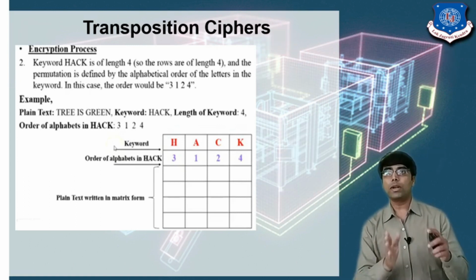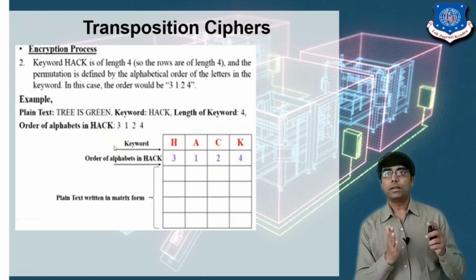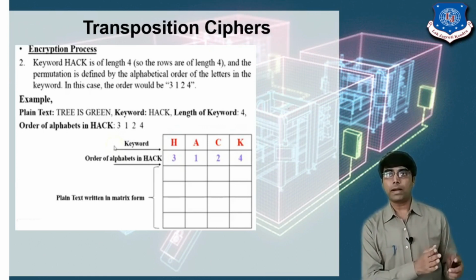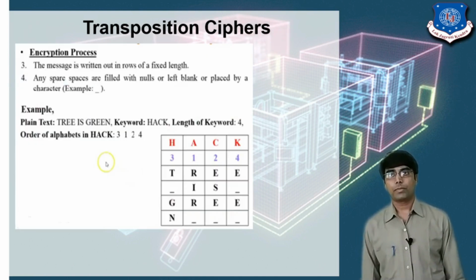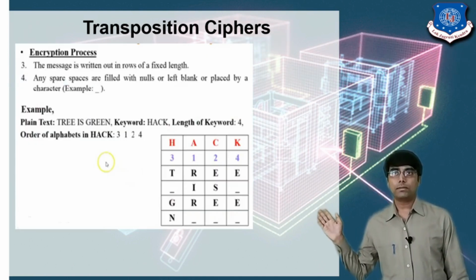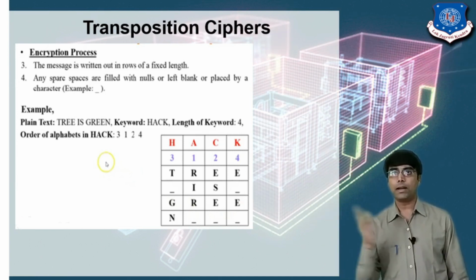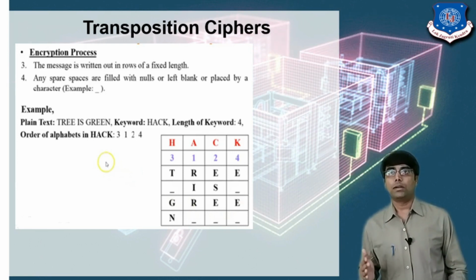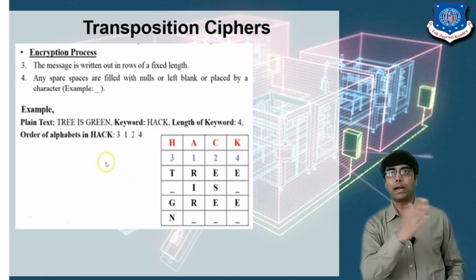Now you are given a plain text, and the plain text is "tree is a game". This is your plain text. Now we will fill this matrix along with the plain text. Your plain text starts with TREE, so we will fill the matrix row by row. So we will write TREE.